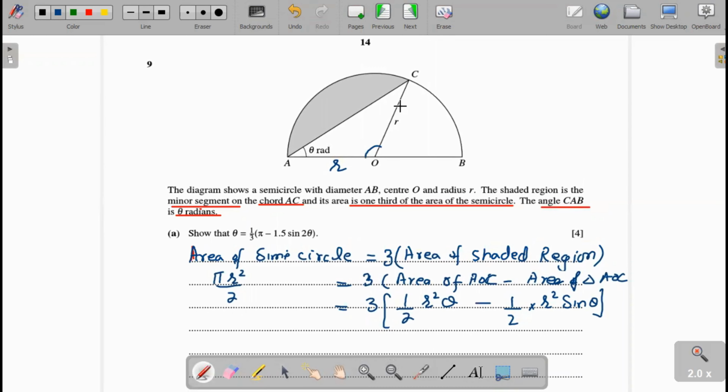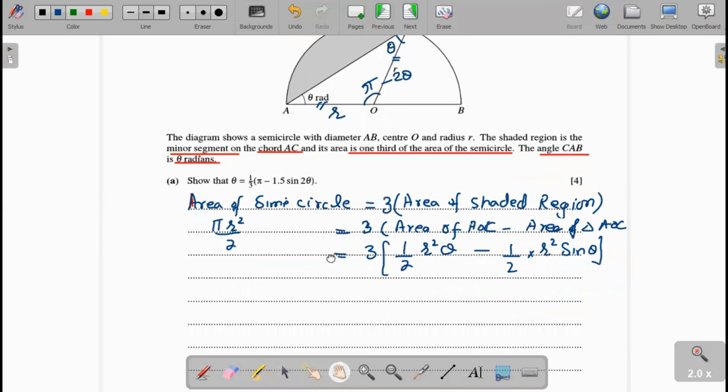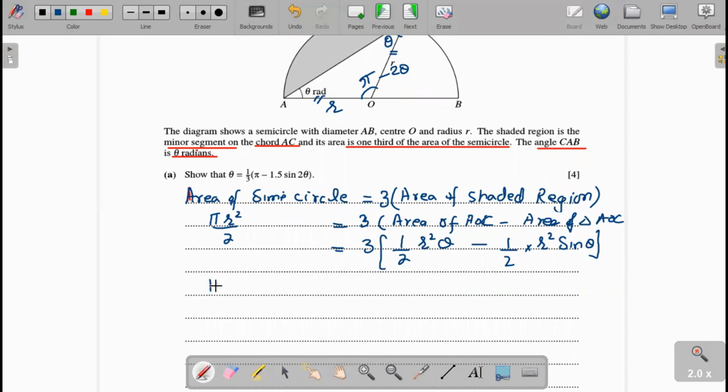You see here the lengths OC and OA are equal. Therefore, AC is the base side, and the angles on the base are always equal. You can write it as theta. Therefore, this angle at O will be equal to pi minus theta minus theta, that is equal to pi minus 2 theta. Now we write it as pi r square over 2 equal to 3 into 1 over 2 r square into pi minus 2 theta minus 1 over 2 r square into sin of pi minus 2 theta.